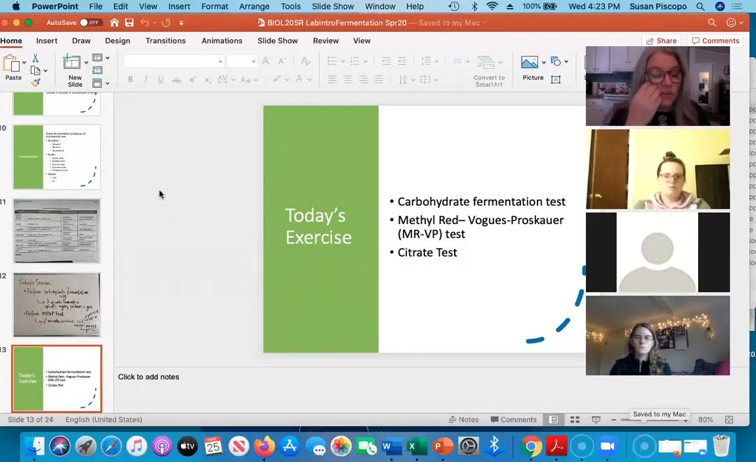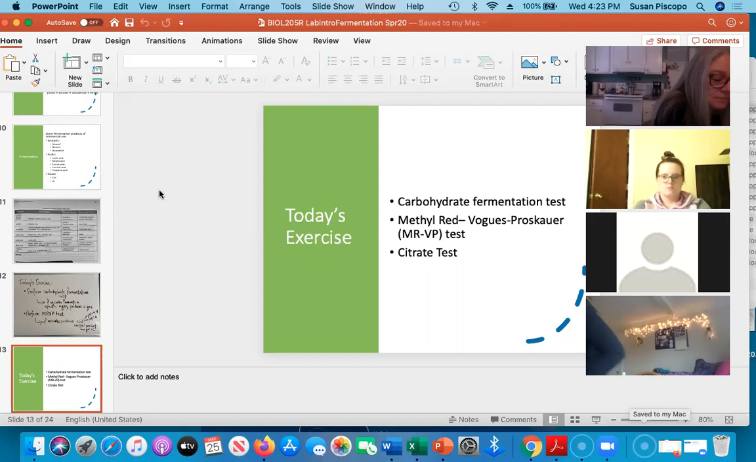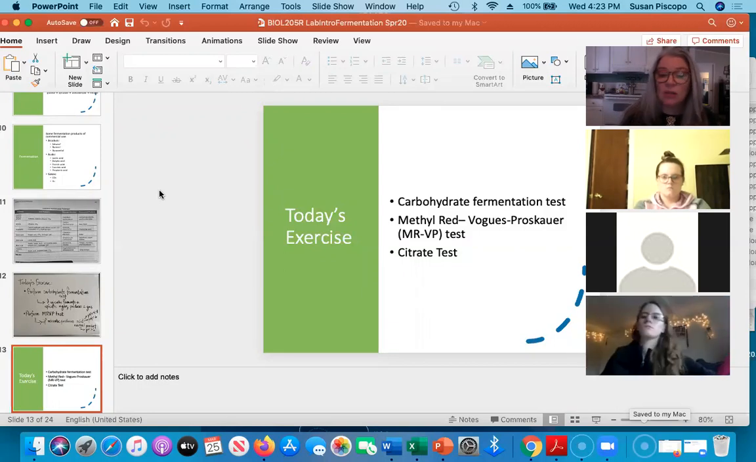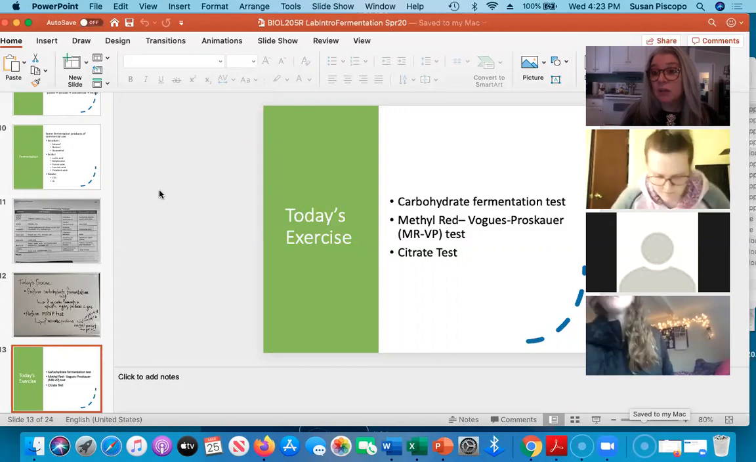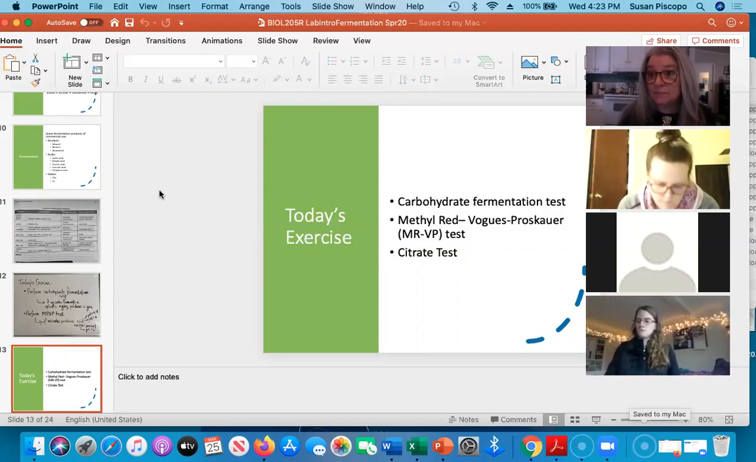So in your lab manual, if you go to, again, that front page, it lists a couple of the tests that we do when we're testing microbes for their fermentation abilities. And we're going to look at these tests today. The first one is called the Carbohydrate Fermentation Test. And this is a test that's going to allow us to see which sugars these microbes are capable of fermenting.